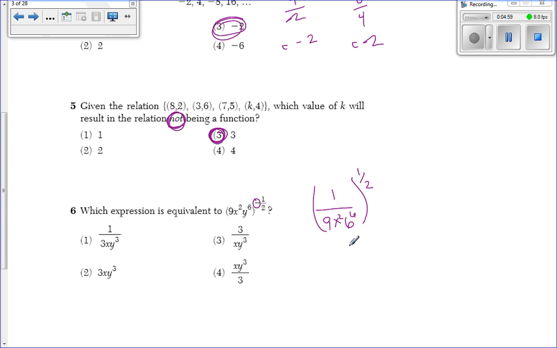Square root of 1 is 1. Square root of 9 is 3. The square root of x squared is x. Square root of y to the 6, why I put 6 in instead of y, I don't know. Y to the 6 is y to the third. So it is indeed choice 1. The fact that this was a negative exponent meant I can get rid of choice 2 automatically.